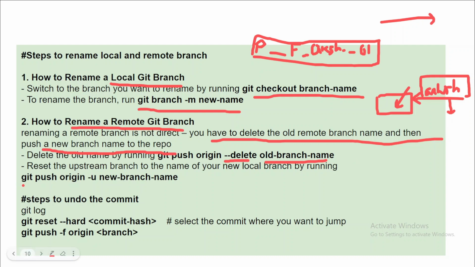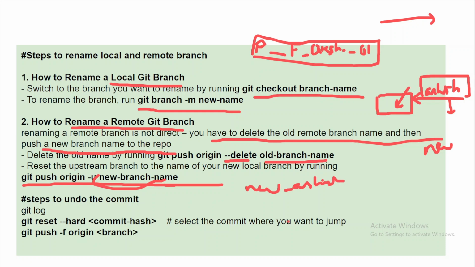So I need to run git push origin --delete and give the branch name, that is Ashish. And then I have to run git push origin -u for the new name, providing the new branch name. For example, instead of the new branch name, I provide new Ashish. So this is what we need to do for renaming a remote branch.